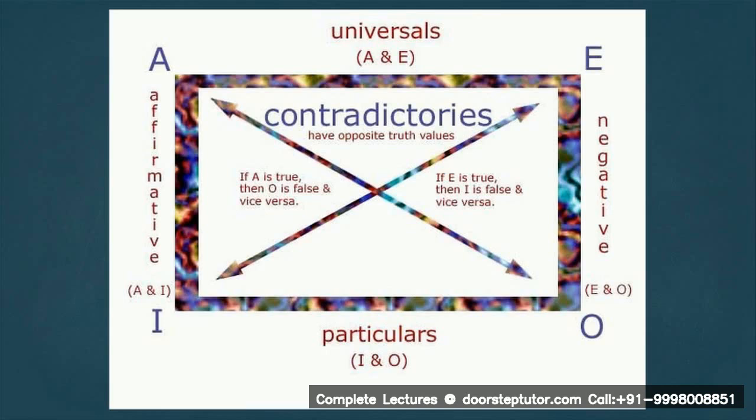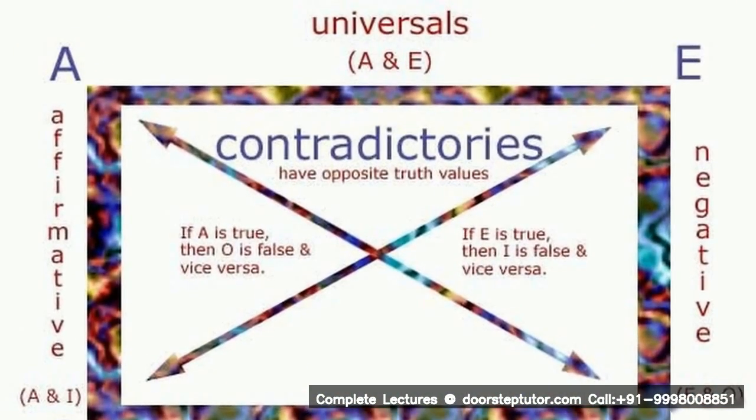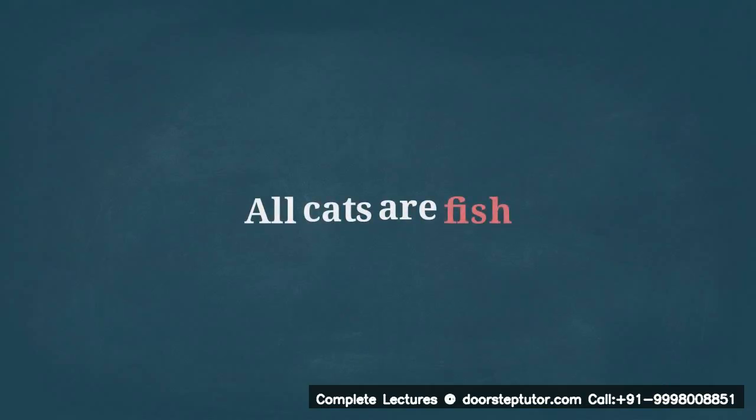Obversion is a more versatile tool because it can be applied to all four types of categorical propositions, A, E, I, and O. It achieves equivalence through a two-step process that modifies both the structure and the terms of the sentence. Step 1 is to change the quality of the statement. On the logic square, this means moving horizontally. If we start with our negative E statement, no cats are fish, we move across to the affirmative A form, all cats are. Step 2 is to change the predicate to its complement.